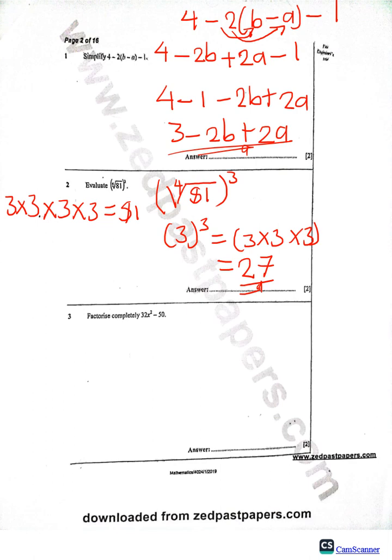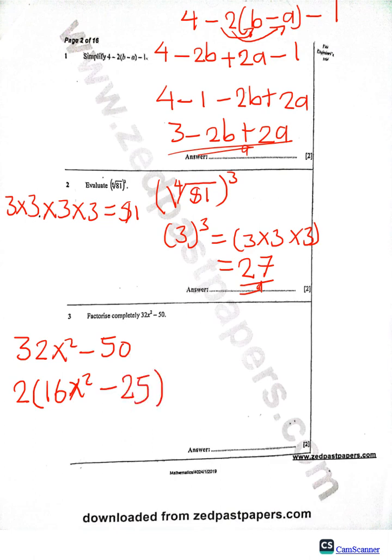Now for question 3, 32x squared minus 50. So the question is factorize completely. So first let's look at the numbers. We need to find the greatest number that can go into 32 and 50 without leaving a remainder. So here it is 2. So x is not common, so we can now open a bracket. So we can now divide 2 into 32, which is 16x squared, minus 2 into 50, which is 25.